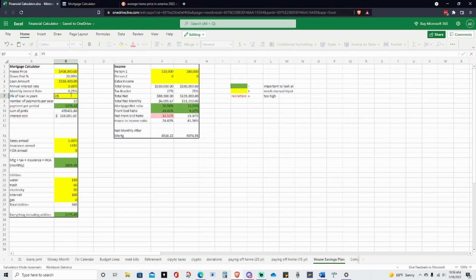And so if we look at that, okay, it boosts you to about, just the mortgage alone, $2,250 a month, and then with the HOA and all that, $2,700-ish, and then with utilities, it's $3,053.